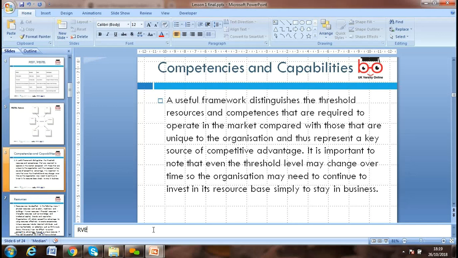A useful framework there: we're looking at the threshold resources and competencies required to operate in the market, compared with those that are unique to the organization, which represent the key source of competitive advantage. We know competitive advantage. What is meant by it?